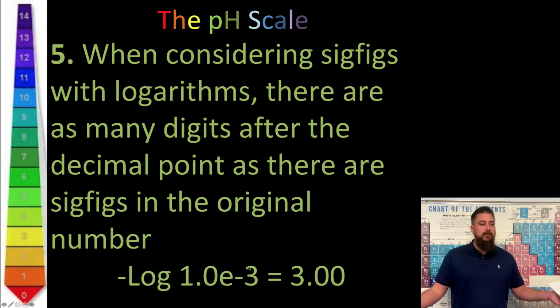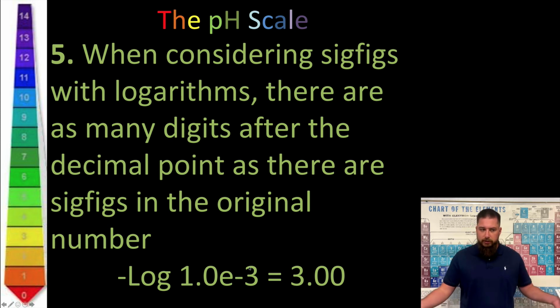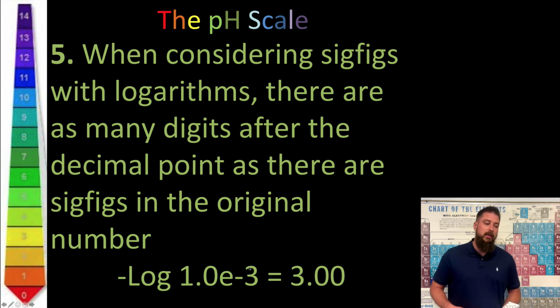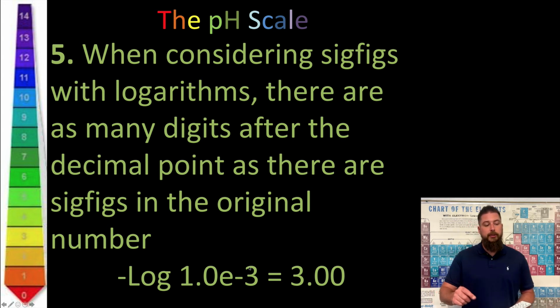Now, when considering sig figs with logarithms, there are as many decimals, or as many digits after the decimal point, as there are sig figs in the original number. So notice the negative log of 1.0 times 10 to the negative 3. The 1.0 is two significant figures, so you're going to have two decimal places in your answer, which is why it's 3.00.